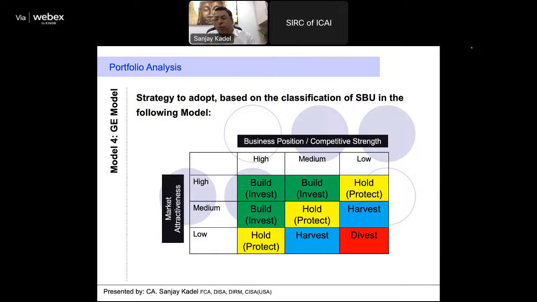So in this you have 9 situations, but in these 9 situations, what strategies are you going to follow? 4 types of strategies. Again the same trick: towards the top left you will have build strategies. In the middle diagonal you will have hold strategies. In the far right diagonal you will have harvest strategies, and at the extreme right bottom corner you will have divest strategy. So please remember 4 unique strategies: build, hold, harvest, divest.